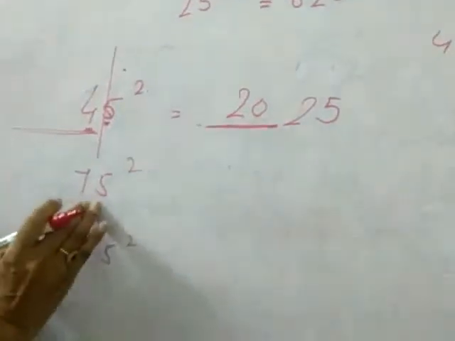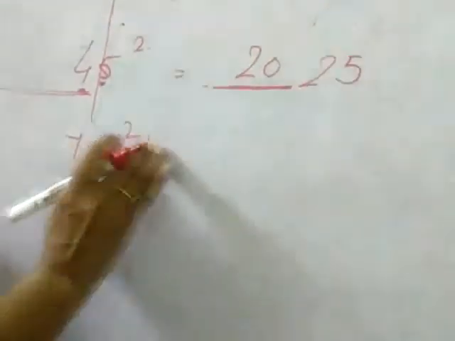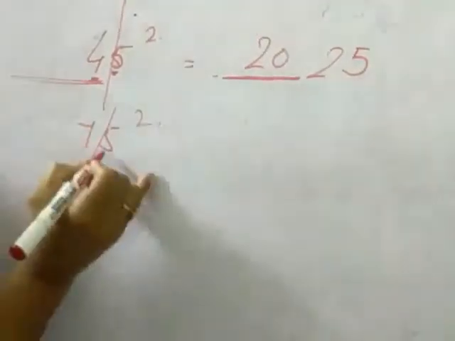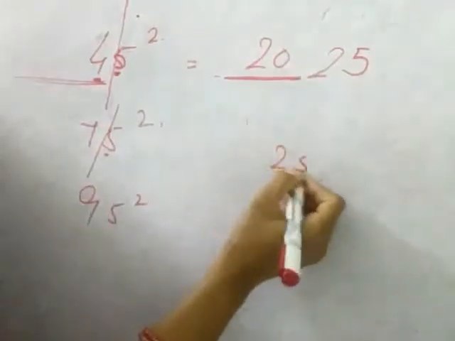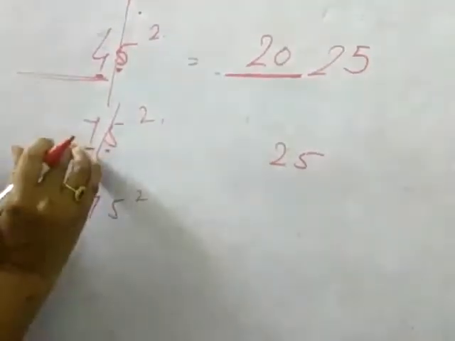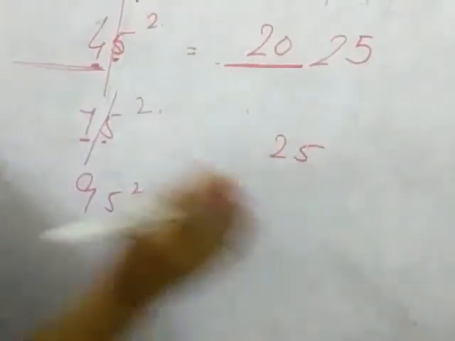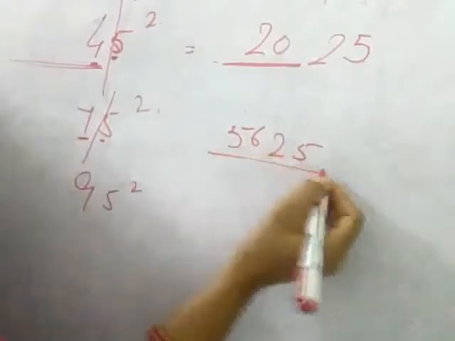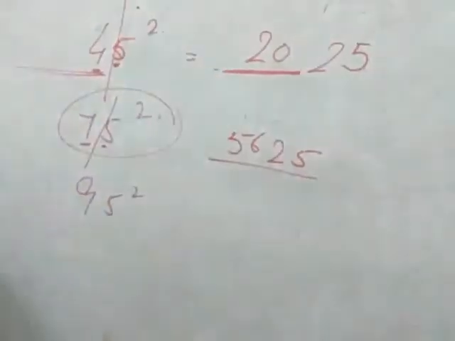Now take one more example, 75 square. How do we find 75 square? Again I divide the number. The 5 gives 25. Now we are left with only 7. So what should be the answer now? The next number after 7 is 8. So 7 into 8 is 56. So 5625 is the square of 75.